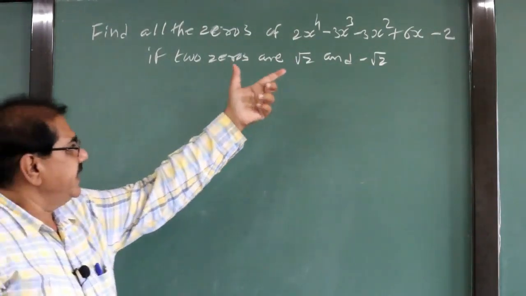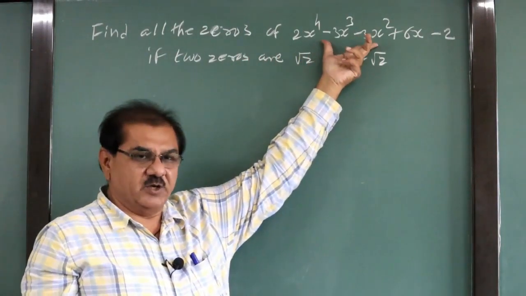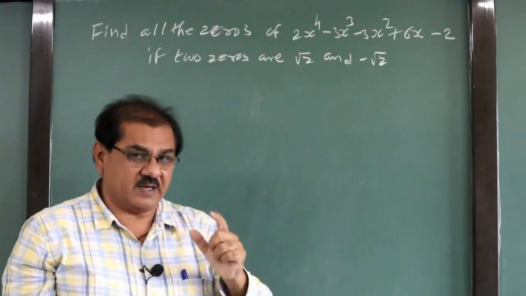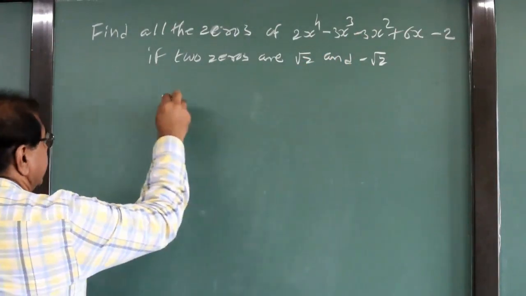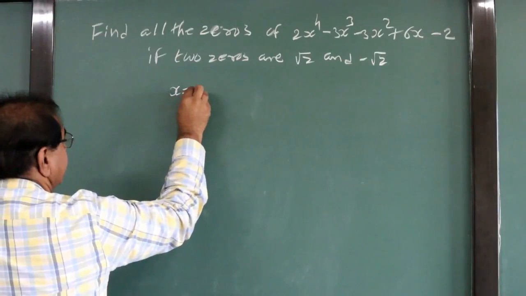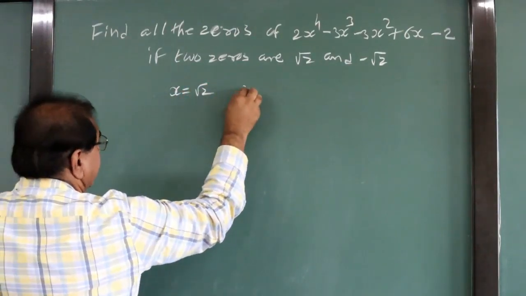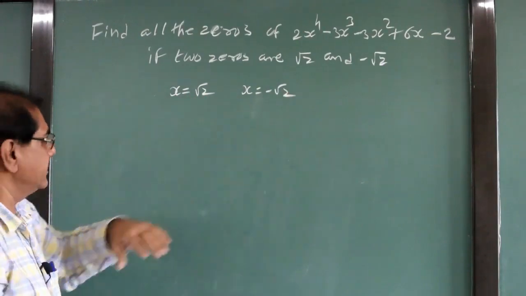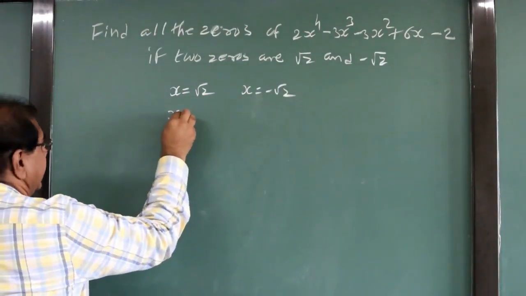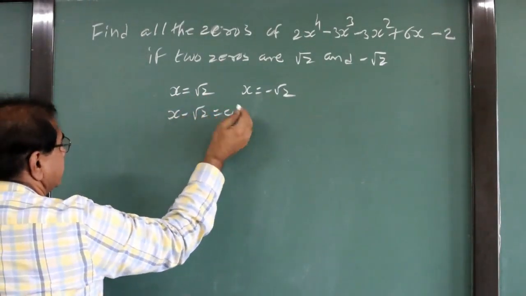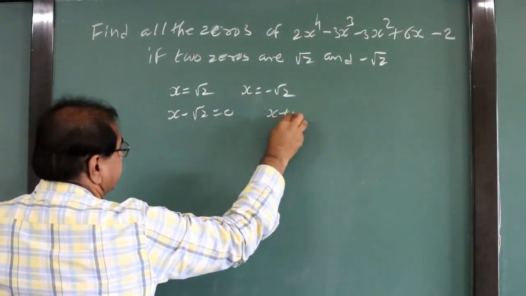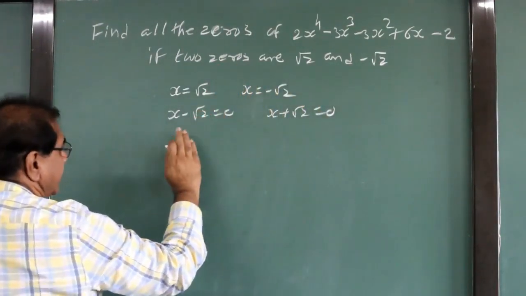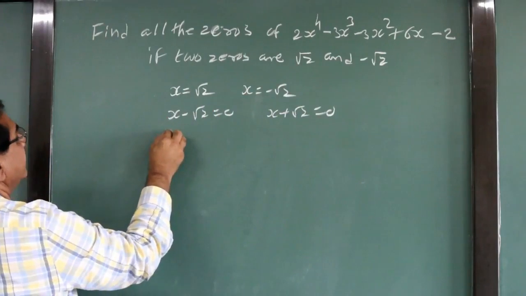So first of all, it is the dividend polynomial. But how to create the divisor polynomial, that I show you. x is equal to root 2 and x is equal to minus root 2, these are given as the zeros. So from this I say x minus root 2 is equal to 0, and here x plus root 2 is equal to 0.